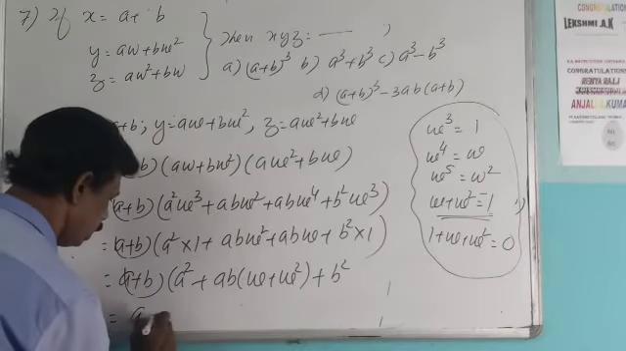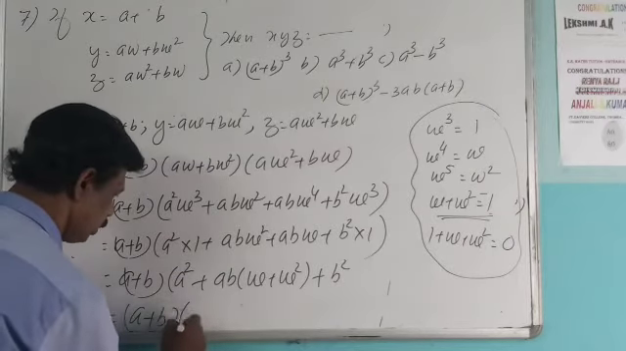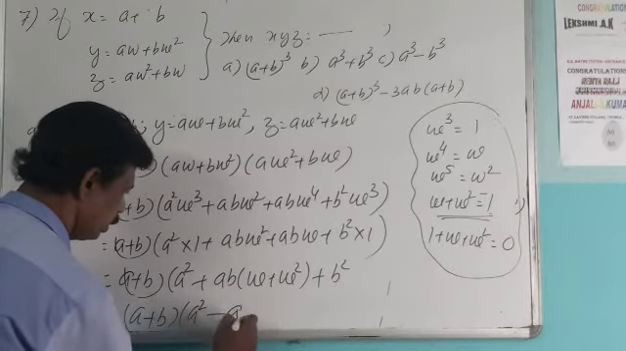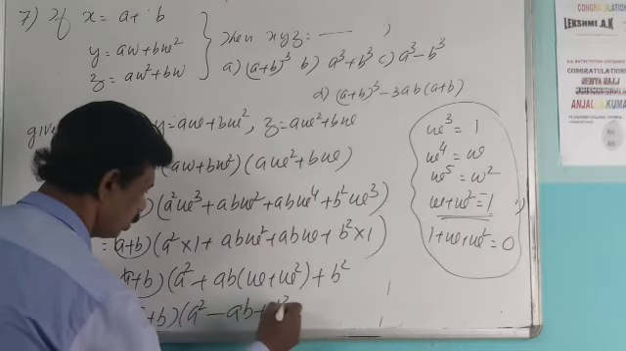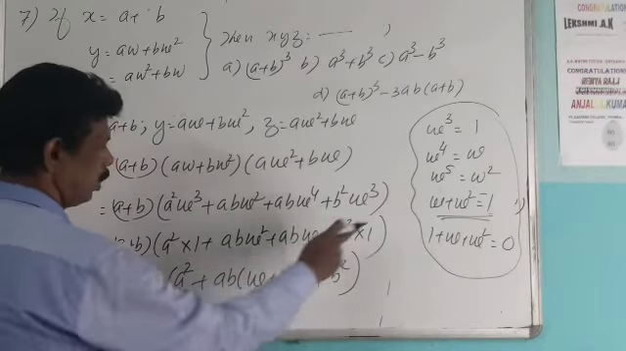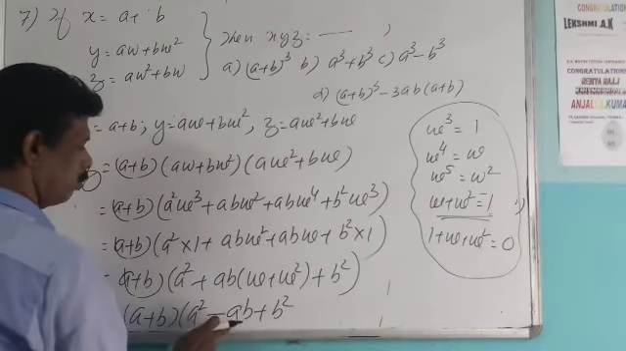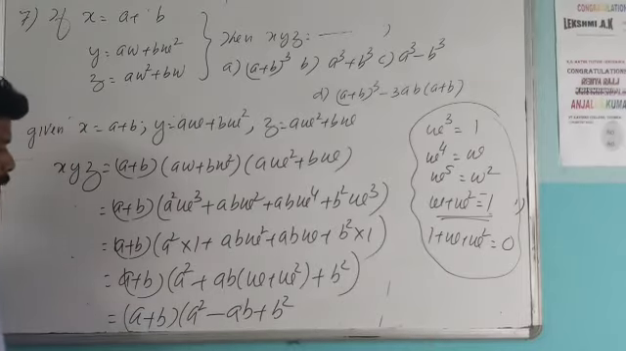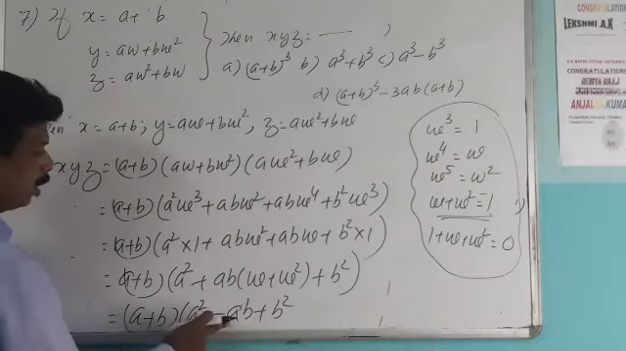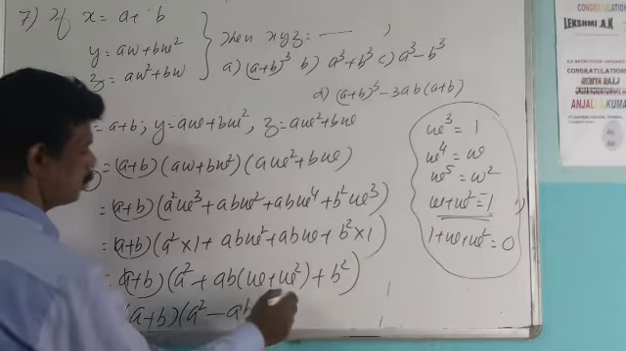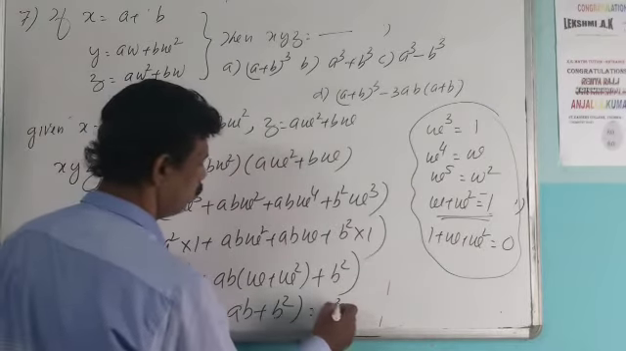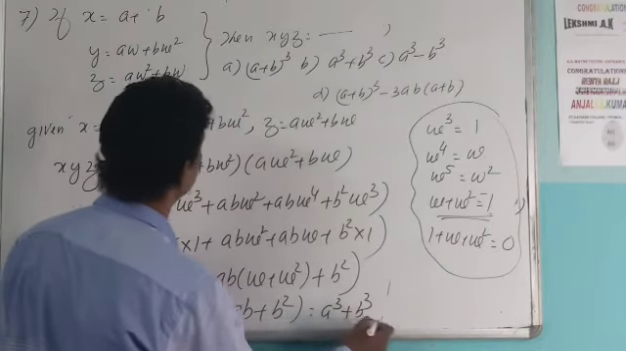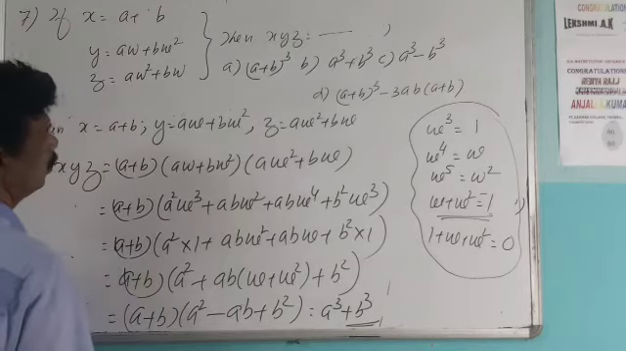So we can write (a + b)(a² − ab + b²). By the algebraic identity, we know that (a + b)(a² − ab + b²) equals a³ + b³. Option B.